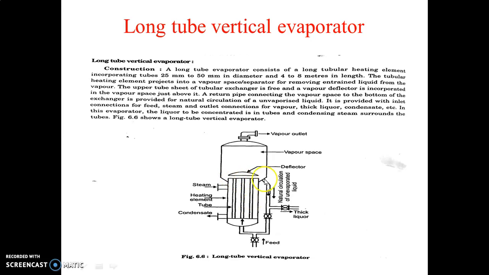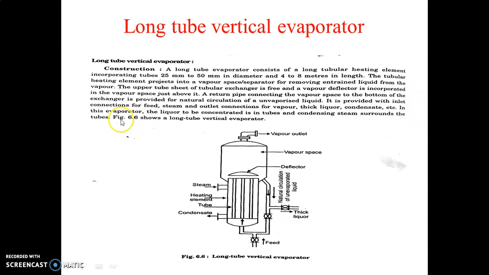into the vapor space. The upper tube sheet, that means this part of the tubular exchanger, is free, and this is called a vapor deflector. The vapor deflector is placed just above the tube sheet of this heating element. A return pipe connects the vapor space to the bottom of the exchanger. This is the return pipe for the natural circulation of unvaporized liquid. That means some liquid is unvaporized, and that unvaporized liquid is sent here. So this is called a return pipe.